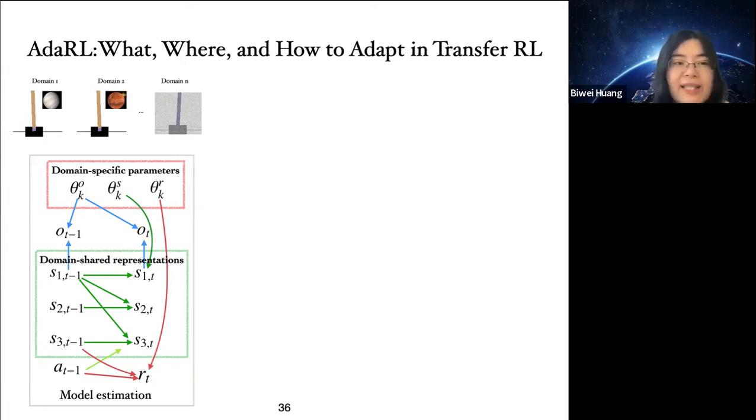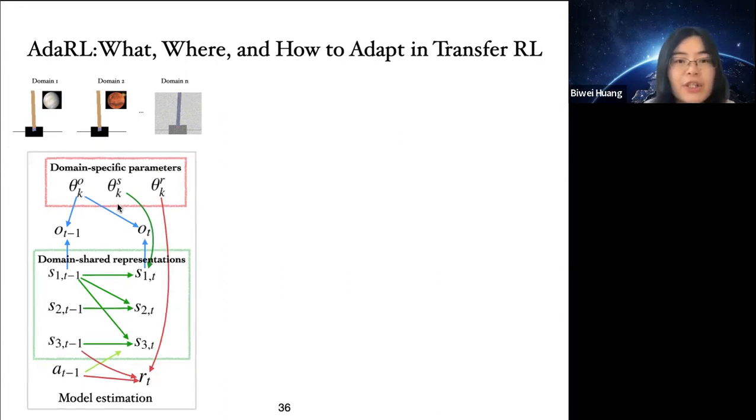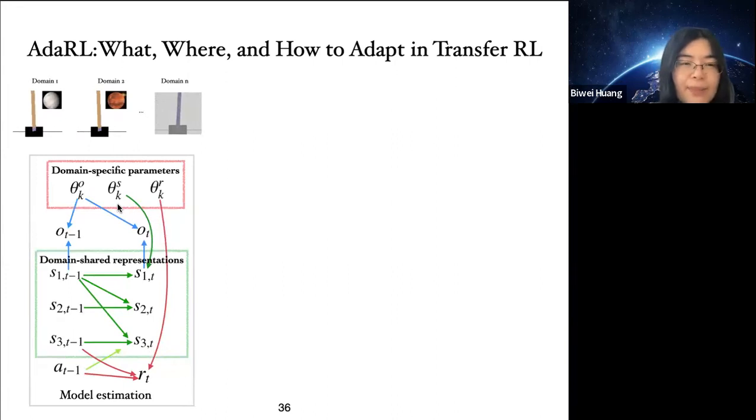The basic idea of AdaRL is that we leverage a parsimonious graphical representation to characterize the structural relationships among variables in the system, including the structures of a different dimension of states S, the reward variable R, the action variable A, and the perceived images O. Moreover, unlike classical methods that learn the distribution shifts over the high dimension input, thanks to the graphical factorization, we introduced a low dimensional vector theta to characterize the domain-specific information in a compact way. In particular, theta O is used to characterize the changes in the observation function. Theta S is for the change of transition dynamics, and theta R is for the change of the reward function.